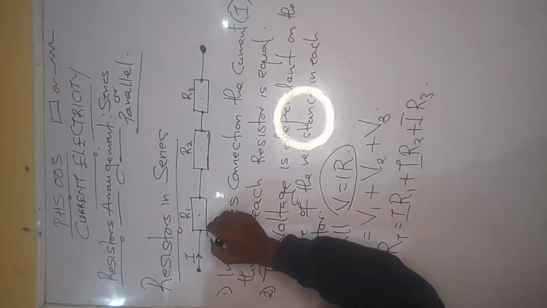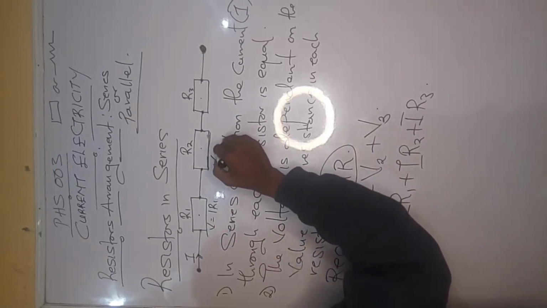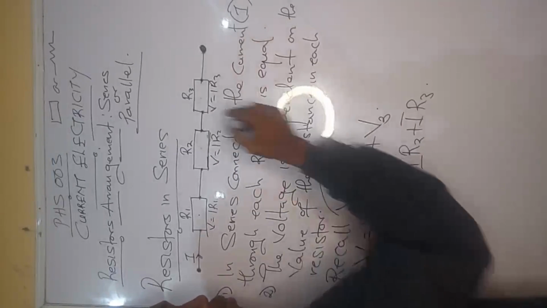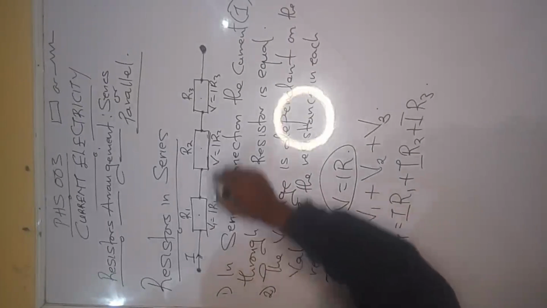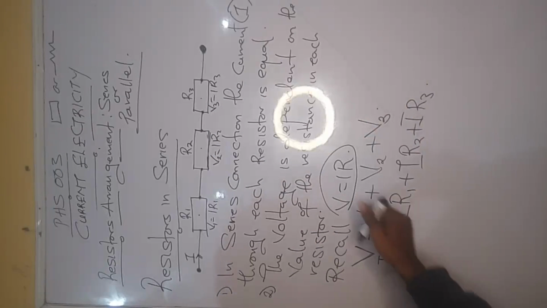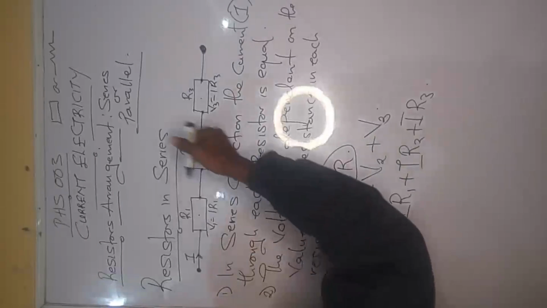So the V here is I R1, the V here is I R2, the V here is I R3. We call these V1, V2, V3. So the total V is what we wrote here, V1 plus V2 plus V3, in case you are asked to calculate the total voltage.